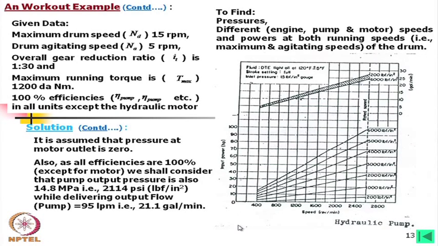Now, we shall look into the pump chart. First, we will consider the flow. For that, we have to assume for 2114 psi where the line may be. So, this blue line is there. Then we will consider the flow. This is 20, this is 25, so 21.1 gallon per minute. Then that intersection point is our output point in terms of flow output at that pressure.